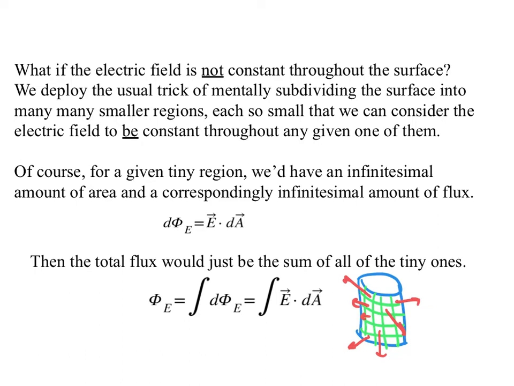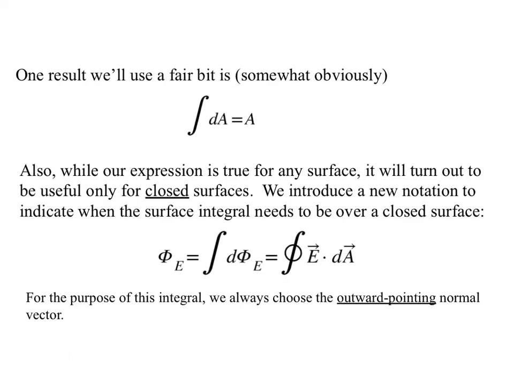If we can do that, then the total flux is just the sum of all the tiny fluxes, or the electric flux in total is the sum of all the infinitesimal electric fluxes, which is the sum of E dot dA. An aside, a result that we're going to use a fair bit is, somewhat obviously, if we add up just the areas, if we integrate just dA, we should get the area of the surface. Right? If we break the surface into little pieces and then we add up the area of all those little pieces, we should get back to having just the area of our surface.